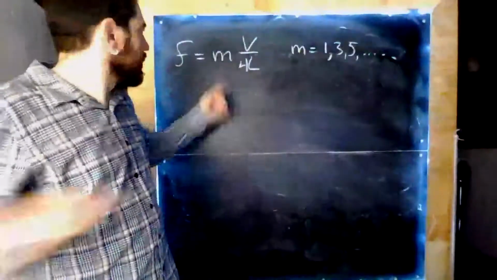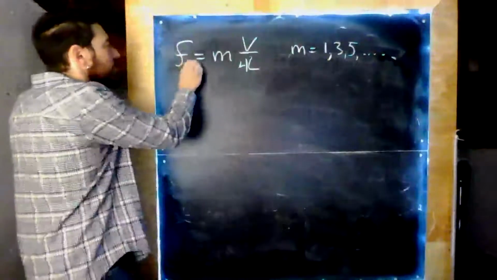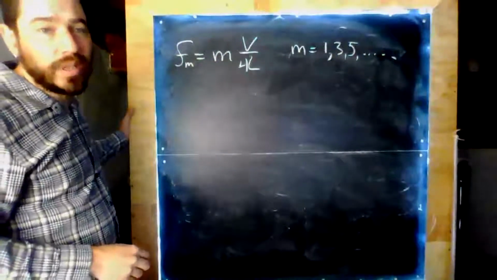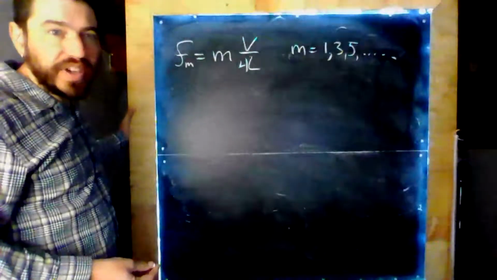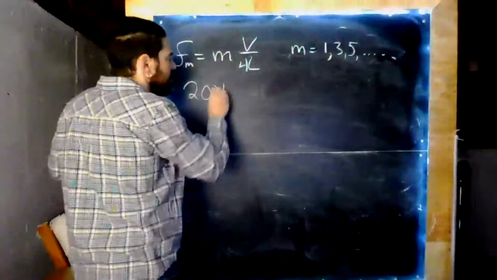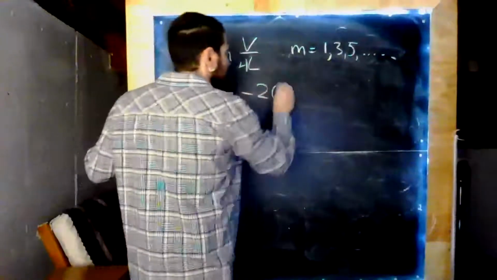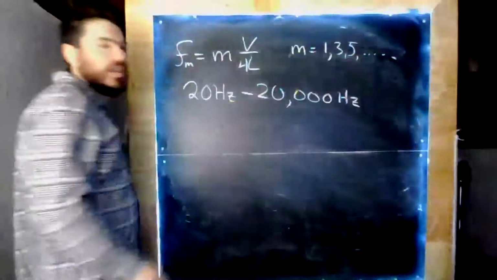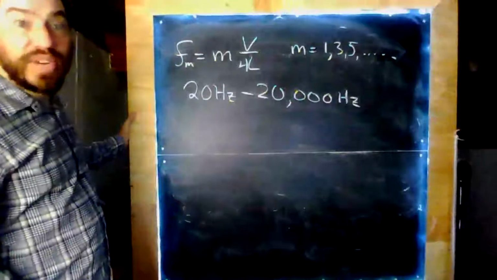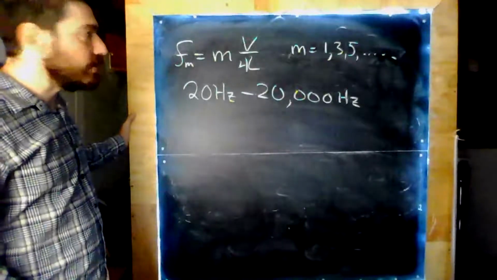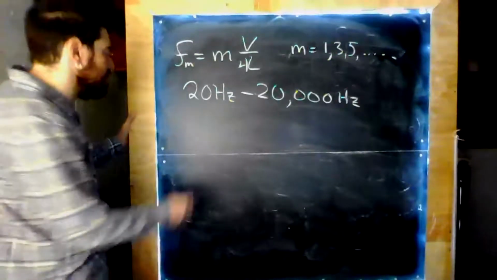Okay, so this is our equation we're going to use. And we're going to remember to only use the odd m's because it is an open-closed system. We're looking for the audible range. Recall that humans can hear from about 20 hertz to about 20,000 hertz. This is a child with fresh ears that's never been to a rock concert. Okay, so let's go ahead and just see what we get. Let's see what f1 is.